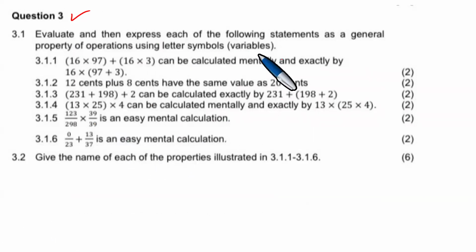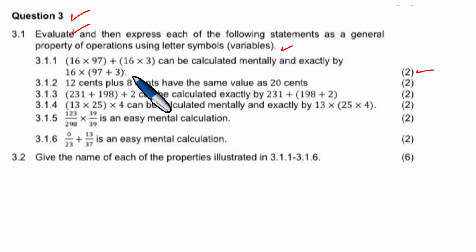Evaluate and then express each of the following statements as a general property of operations using letter symbols or variables. So we're going to use what we call letter symbols, which are also called variables. But also we need to evaluate. So there are at least 2 things we need to do, and the marks are 2. First we need to evaluate. After we've evaluated, we express each of the following statements as a general property of operations using the letter symbols or variables. We need to find the answer to each of the expressions, and after we found the answer, we proceed to state the law, the general property of operations.